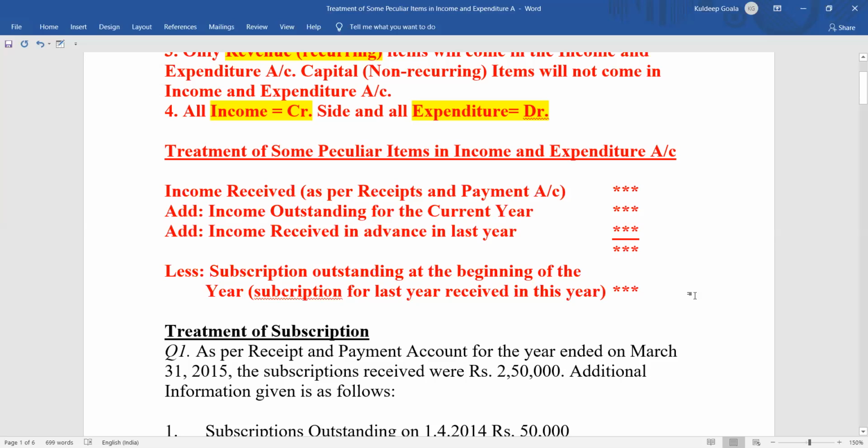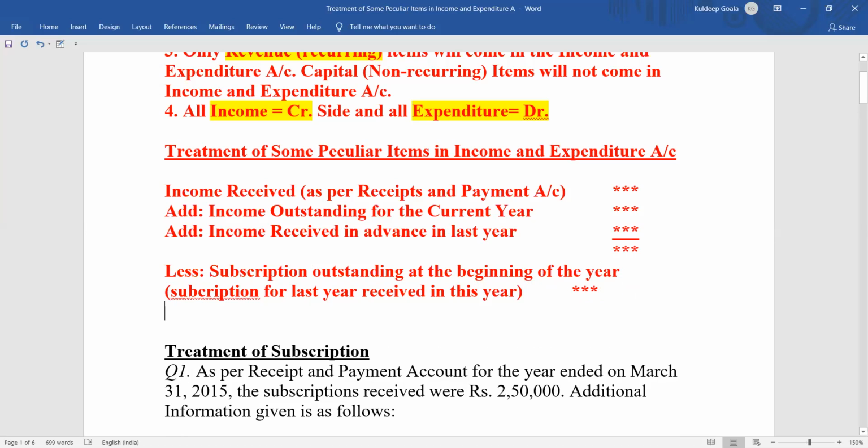And remember that it is better to keep these items in the inner column. Why keep it in the inner column? Because it will be very easy to calculate. So we will keep it in the inner column before taking it in the outer column. Then again there's one more less item, that is subscription received in advance.